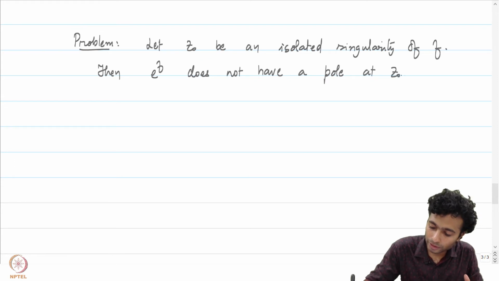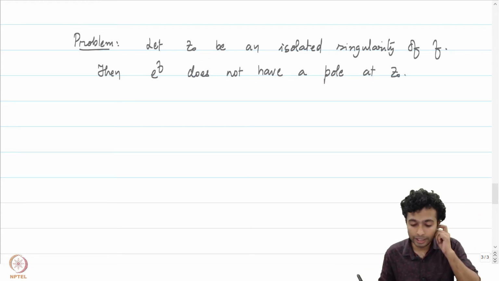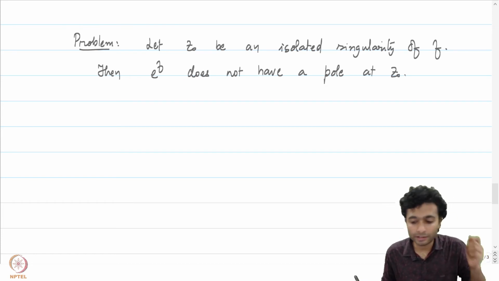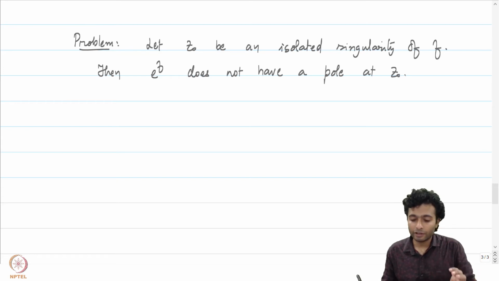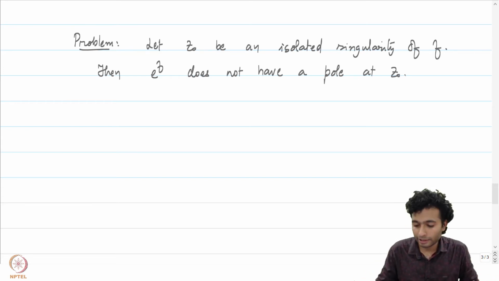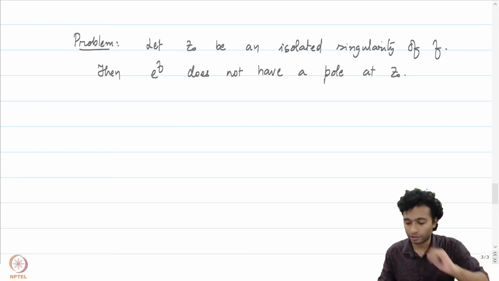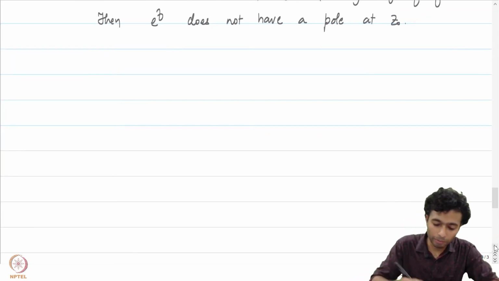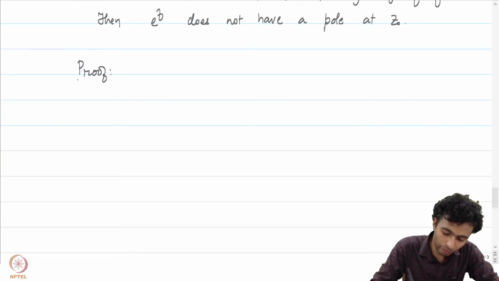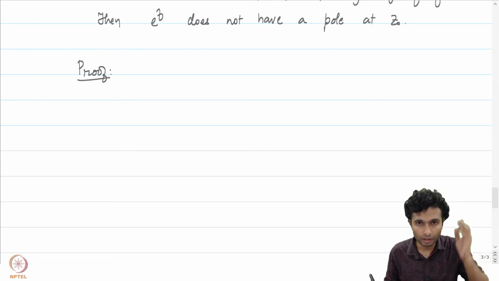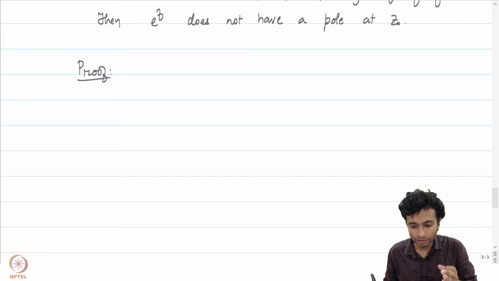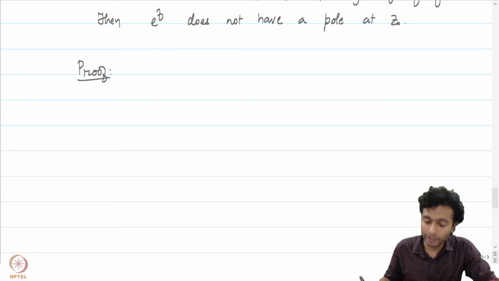at z0. Notice that z0 is still an isolated singularity of e to the power f, because this is a function which is still defined on D(z0, r) minus z0. However, we can now say that it cannot have a pole at z0. It will either be a removable singularity or an essential singularity. That is the essence of the problem. In fact, we will prove exactly what happens when z0 is a removable singularity, a pole, and an essential singularity of f. Let's consider all these cases separately.